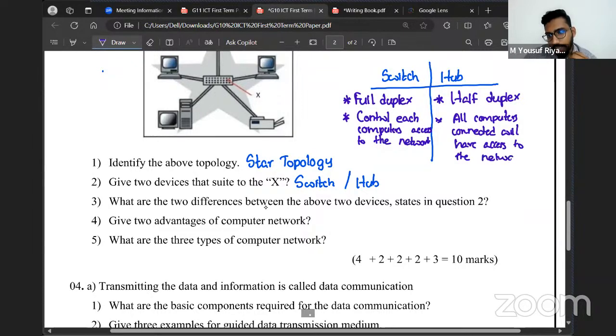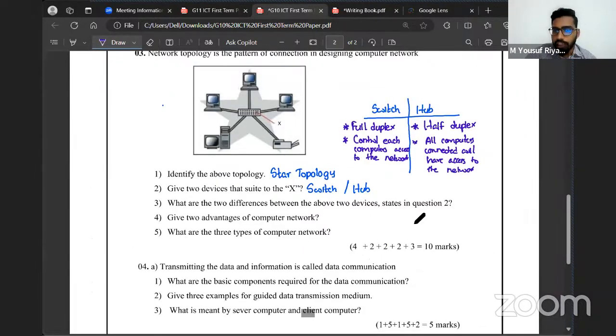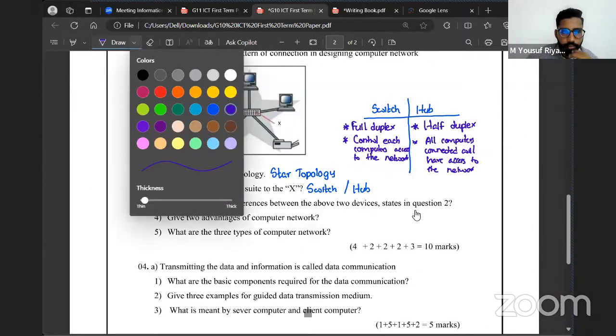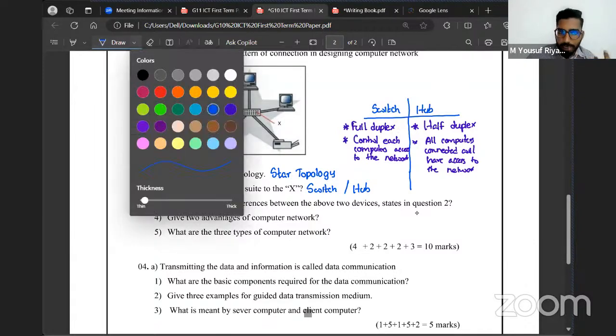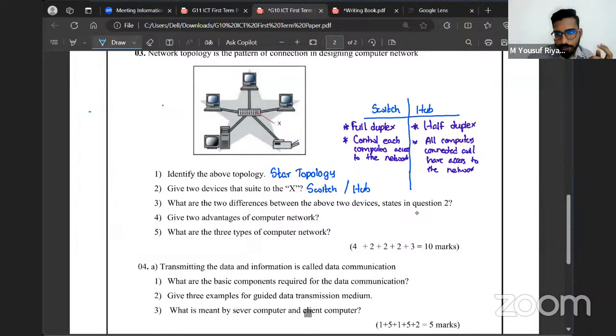Indirectly, what I mean here is that with a switch you can control, and with a hub you can't control. That's what it means, right? So these are the two main differences. In terms of speed, which is the fastest? Is a switch fast or is a hub fast? Not a big difference, but comparatively, yes, a switch is faster and a hub is slower. So these are some of the differences you can mention between a switch and a hub.